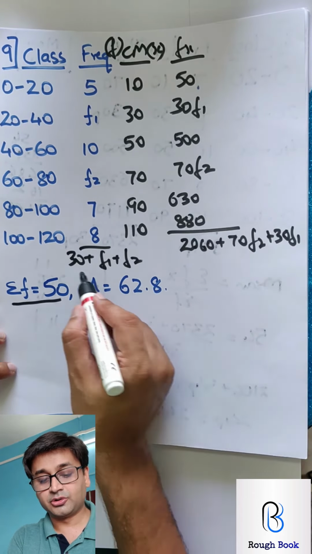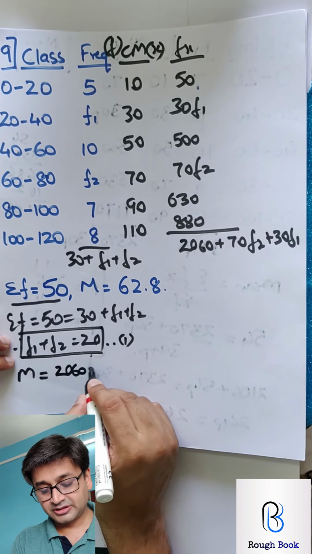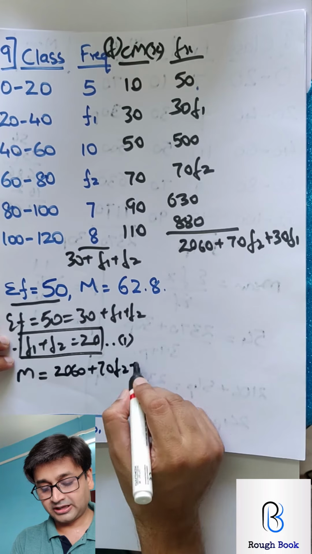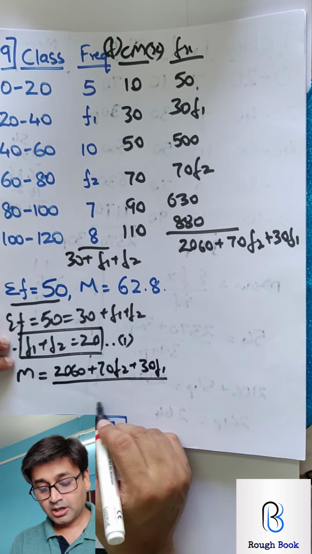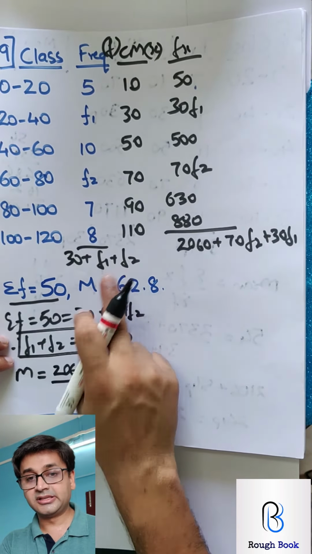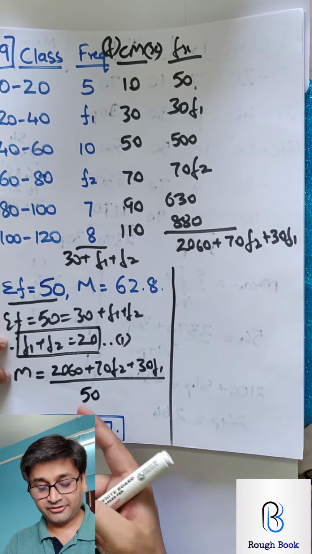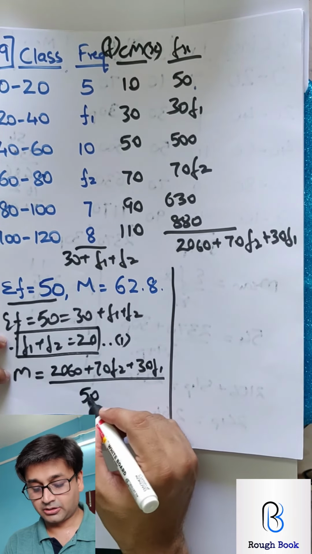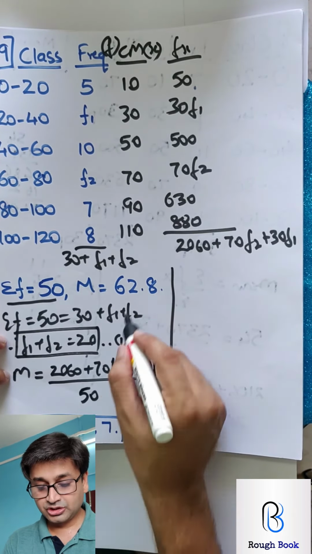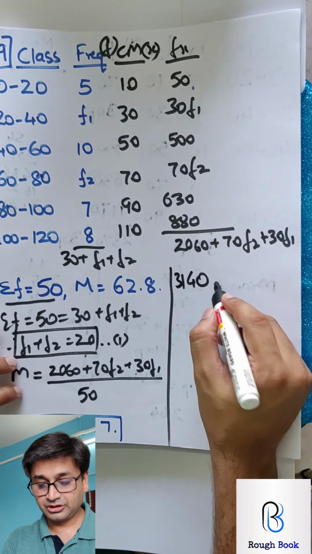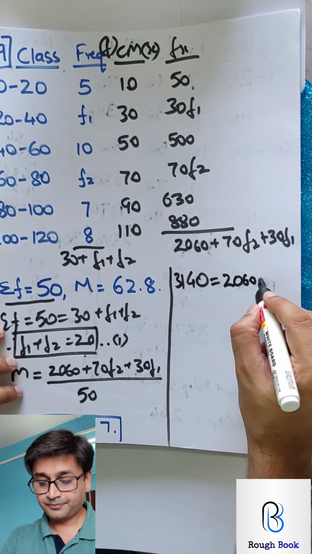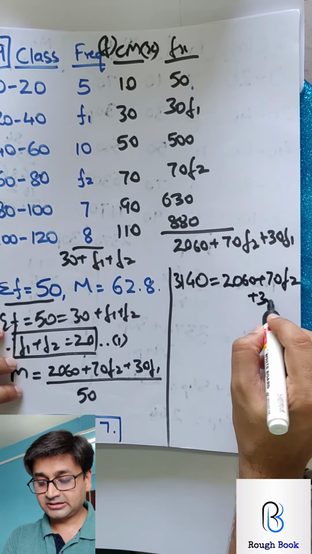Is that fair enough? Now for the second equation, we will apply the mean formula. So mean is equal to summation fx, that is 2060 plus 70 f2 plus 30 f1, upon the total frequency. Take 50, and this mean is 62.8. So you will multiply 50 with 62.8. I'm skipping one step because I don't have place. So the 0 goes, the decimal goes. 5 8s are 40, 5 2s are 10 plus 4 is 14, 31. So 3140 equals 2060 plus 70 f2 plus 30 f1.